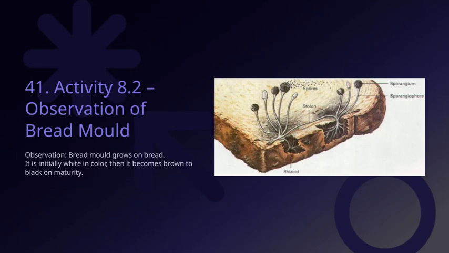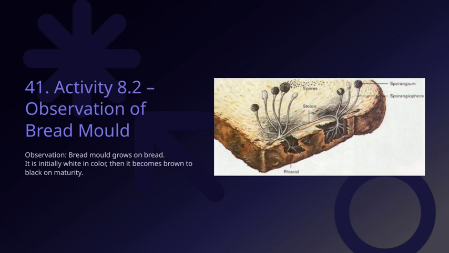Now, let's take a closer look at bread mold growth. As you can see, it starts by growing directly on the bread. Initially, the mold appears white, which is the early stage of its development. As it matures, you'll notice the color changing to brown and eventually turning black. This color change indicates different stages of growth and maturity.